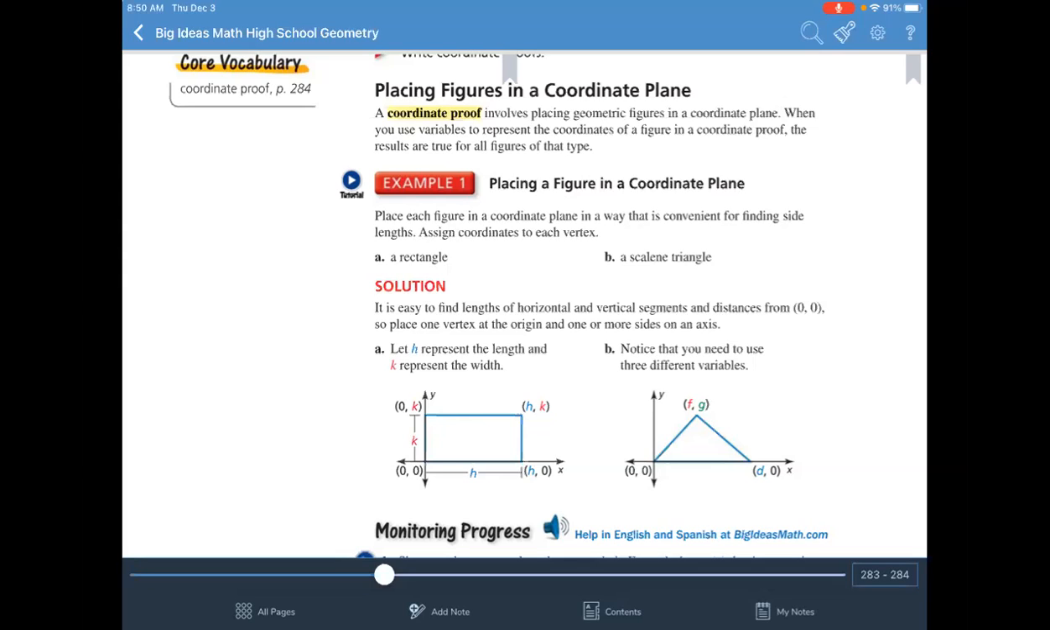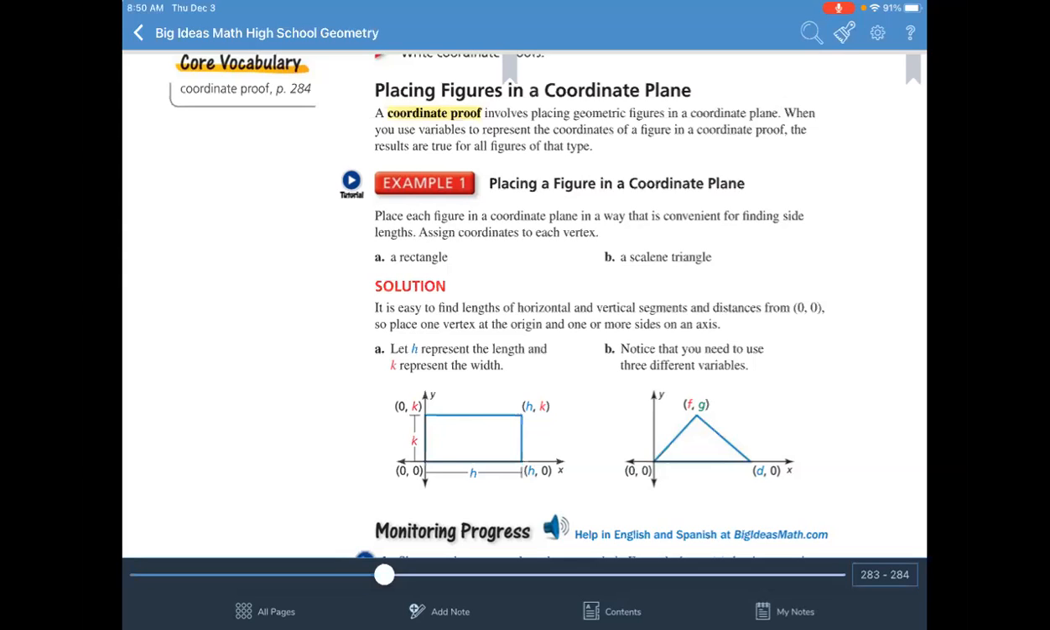Because what we're doing is proving stuff on a coordinate plane, which means we are going to deal with distance formula and midpoint and maybe area and perimeter, right? Those sorts of things that we can do on a coordinate plane. That's what we're trying to prove here today. All right, so you see our one word there, coordinate proof involves placing geometric figures in a coordinate plane. So that's the first thing that we're going to look at here.